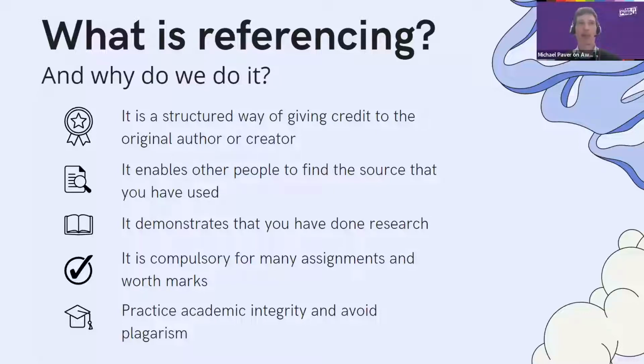And this is really important as it enables other people to find the source that you've used. So there's enough information in that reference that if someone wants to do some further reading on that topic, they can go and find that resource, see it in context, find any more information about that topic that that original author had used. So having enough information for people to go and find that original source is really important.